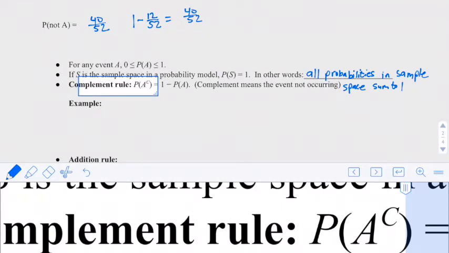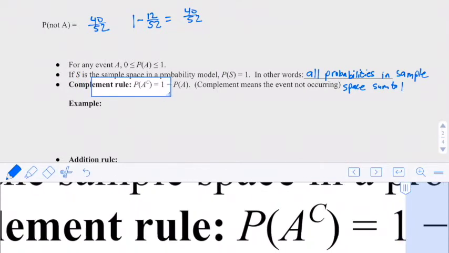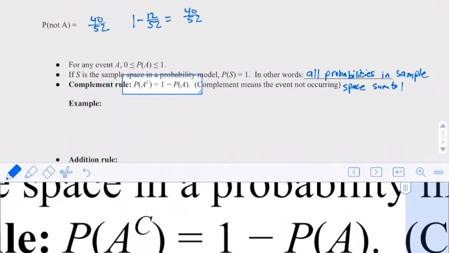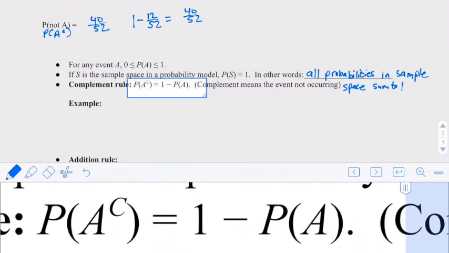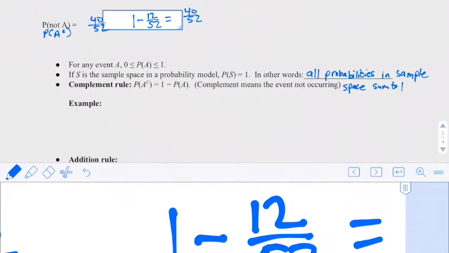Then we have our complement rule. The probability of A complement is 1 minus the probability of A. So this not A is the same thing as A complement. And I already showed you a little bit. It's that 1 minus. It's like thinking about things that are the opposite.